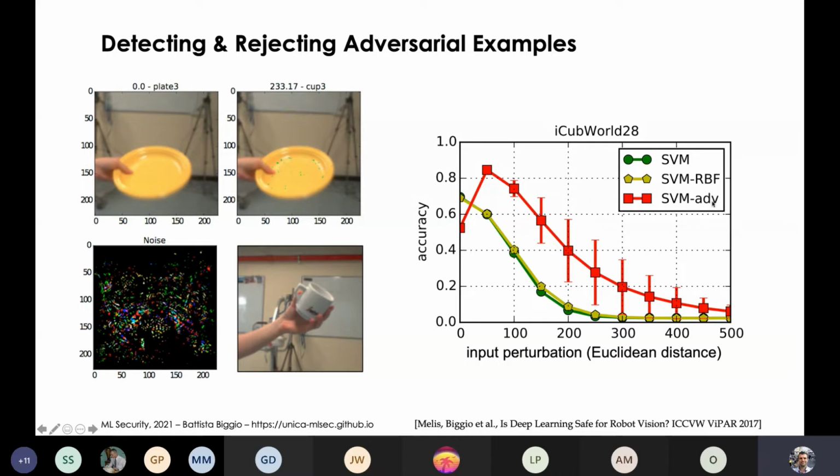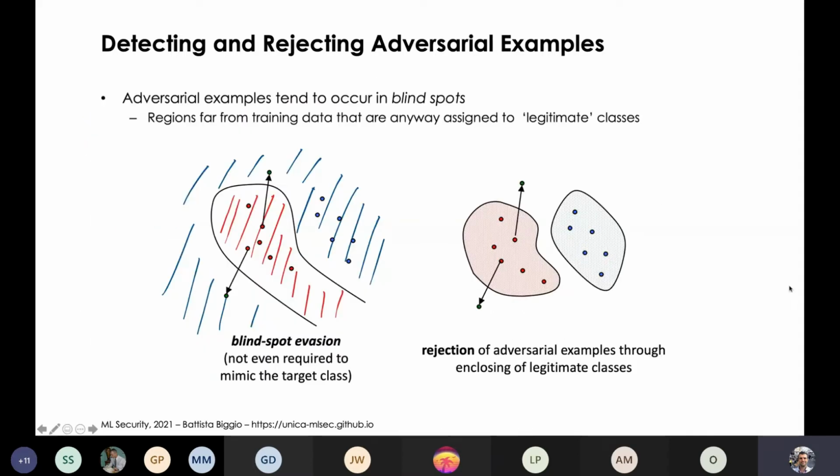Now the red one is the SVM implementing a basic rejection mechanism. We are just thresholding the outputs essentially. If the confidence assigned to a given class does not exceed a given threshold, then the sample is rejected. So to classify something within a specific class, we need to have a high confidence. And this is using the Gaussian kernel on purpose to achieve this kind of behavior in the feature space.